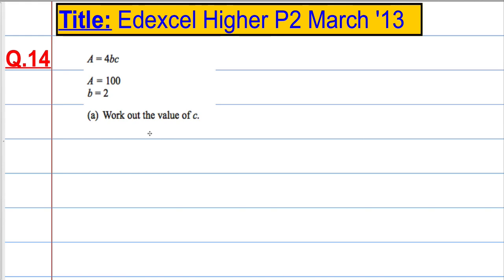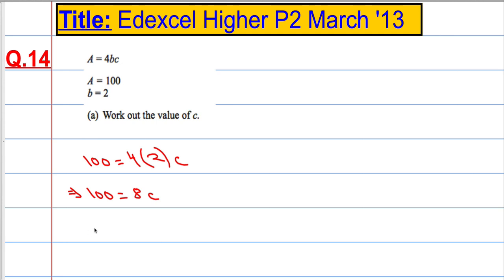Right, so in question 14 we're told that A equals 4 times B times C. A is equal to 100 and B is equal to 2. We're asked to work out the value of C. So let's substitute in here. A is 100 and that's going to equal 4 multiplied by B, which is 2, multiplied by C. So that means that 100 is equal to 8 times C.